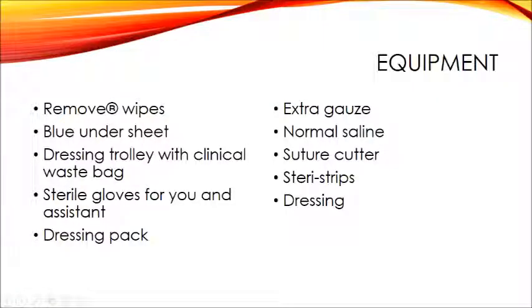You'll need the following equipment for a chest drain removal. You'll need remove wipes to remove the old dressing. You'll need a blue undersheet. You'll need a dressing trolley with a clinical waste bag attached. You'll need a dressing pack with extra gauze. You'll need sterile gloves for both you and your assistant. You'll need normal saline to clean the wound entry site. You'll need a suture cutter. You'll need steri-strips for closure of the wound. And then you'll need a dressing to go over the insertion site. We would usually use a small post-op dressing.